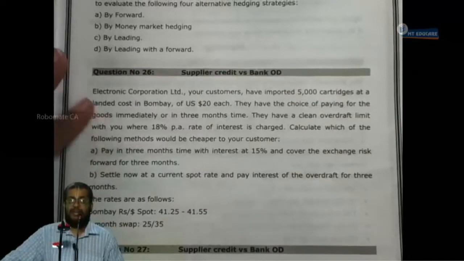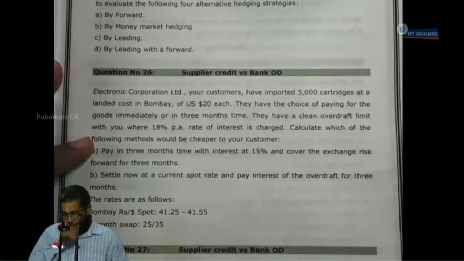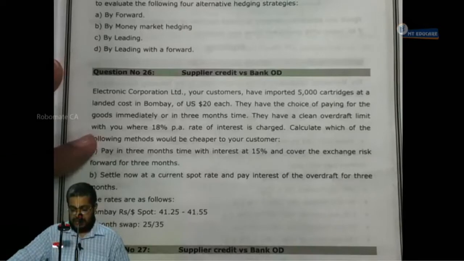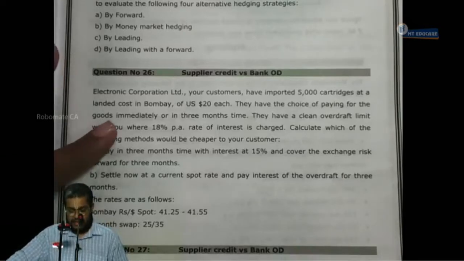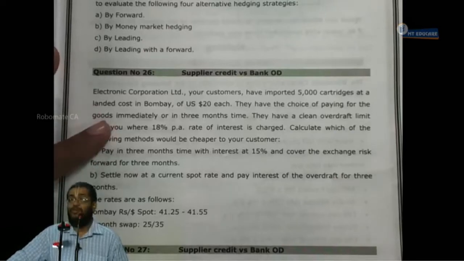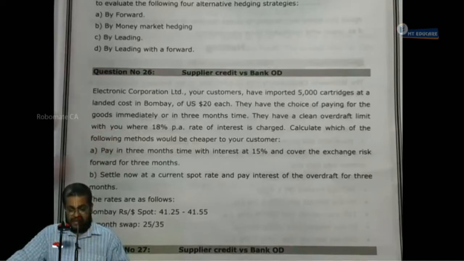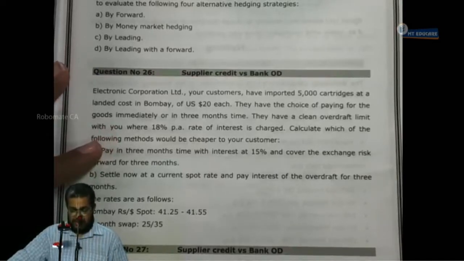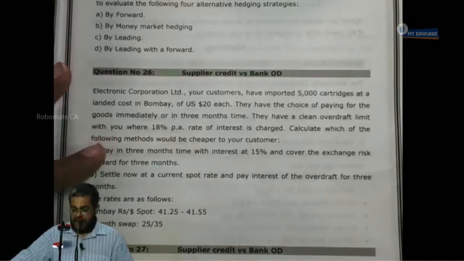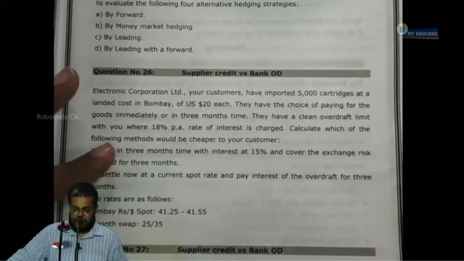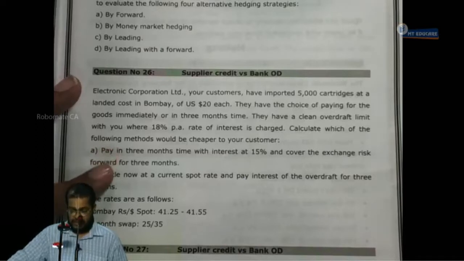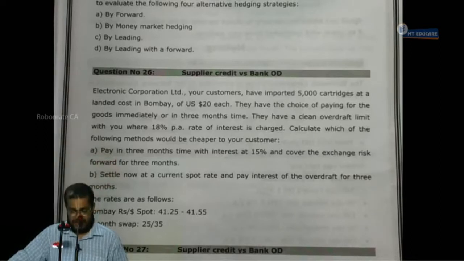Electronic Corporation Limited, your customers have imported 5,000 cartridges at a landed cost in Bombay of $20 each. They have a choice of paying for the goods immediately or in 3 months' time. They have a clean overdraft limit with you where 18% per annum rate of interest is charged. Calculate which of the following methods would be cheaper to your customer.